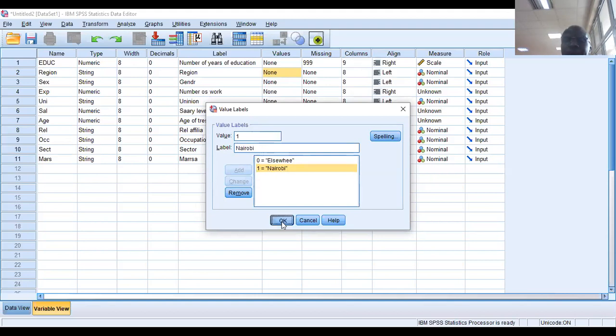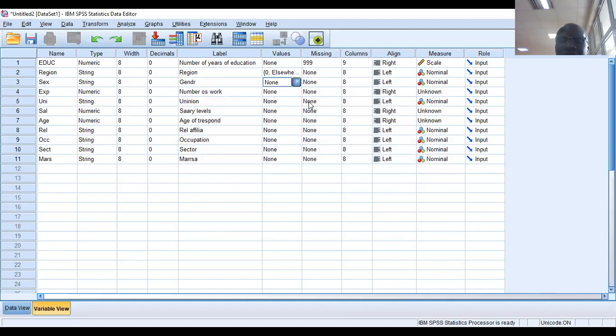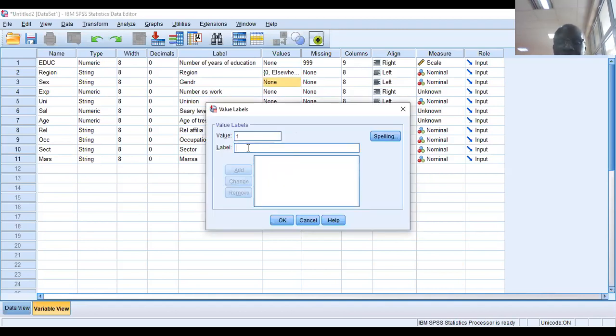Then I do OK. Then I go to sex, gender. 1 is equal to female. Add. 0, the way you coded them, is male. Add. And then now you go here. Where is that one there? Here. Gender, 1 is male, 0 is female. Union membership is here. 1 is union member, 0 is non-union member.